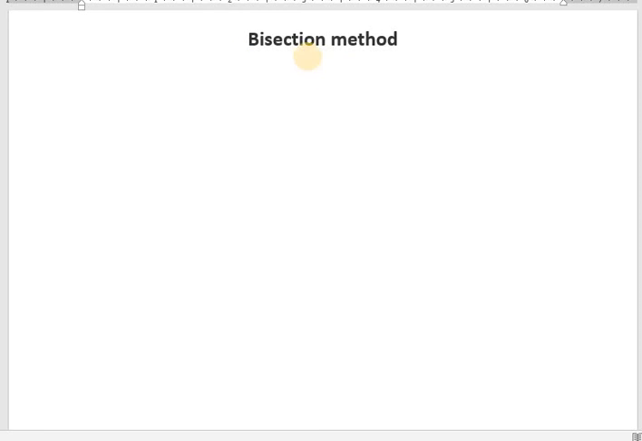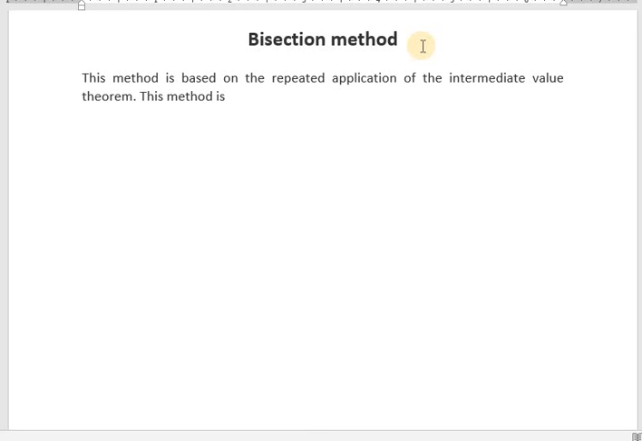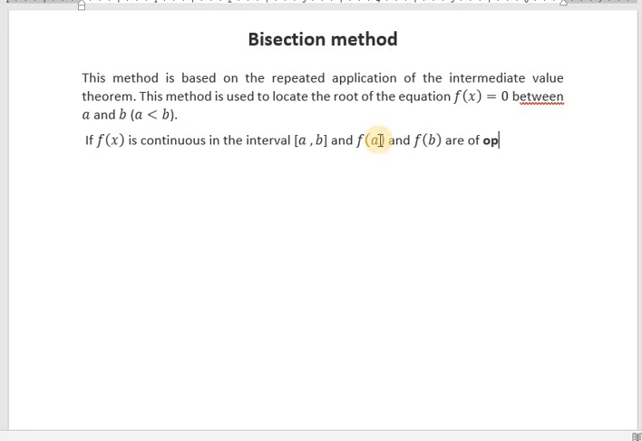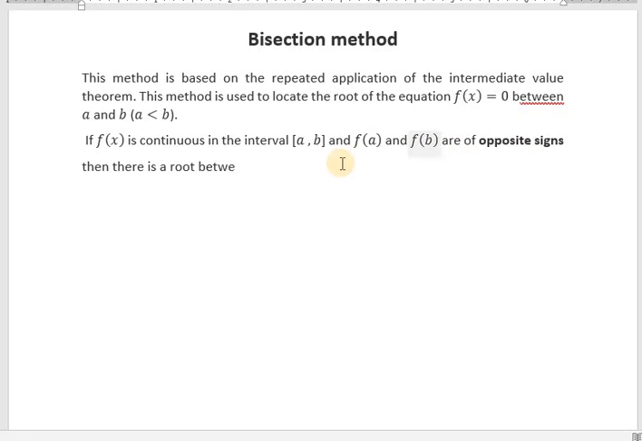In this video, we are going to work out a problem based on the bisection method. This is a method based on the repeated application of the intermediate value theorem. This method is used to locate the root of the equation f(x) = 0 between a and b, where a is always less than b. If f(x) is continuous in the interval [a, b] and f(a) and f(b) are of opposite sign, then there is a root between a and b.